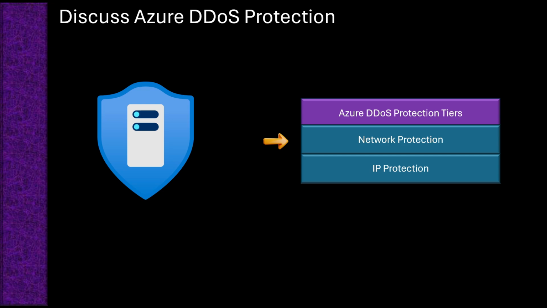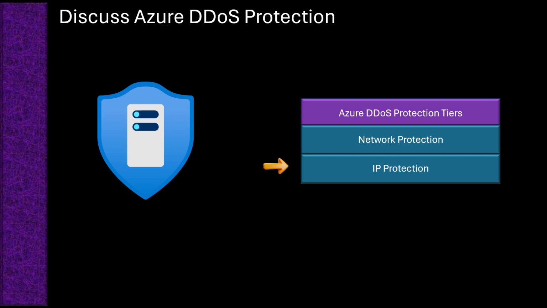This plan provides real-time telemetry during an attack via Azure Monitor, along with historical data and detailed attack mitigation analytics through diagnostic settings. For additional security at the application layer, network protection can be paired with Azure Application Gateway's web application firewall or a third-party firewall from the Azure Marketplace. Network protection plan provides comprehensive coverage for both IPv4 and IPv6 public IP addresses on Azure.